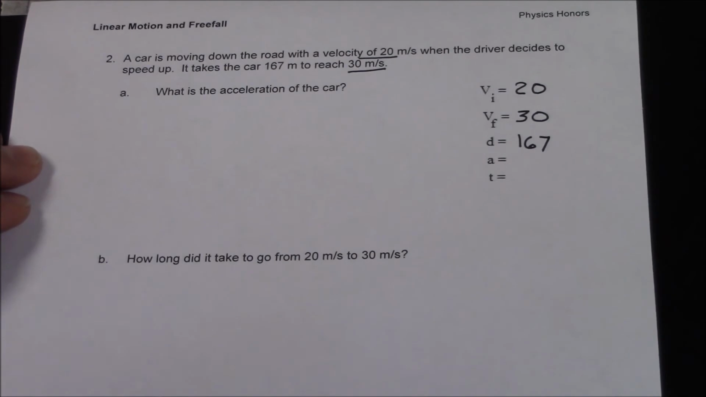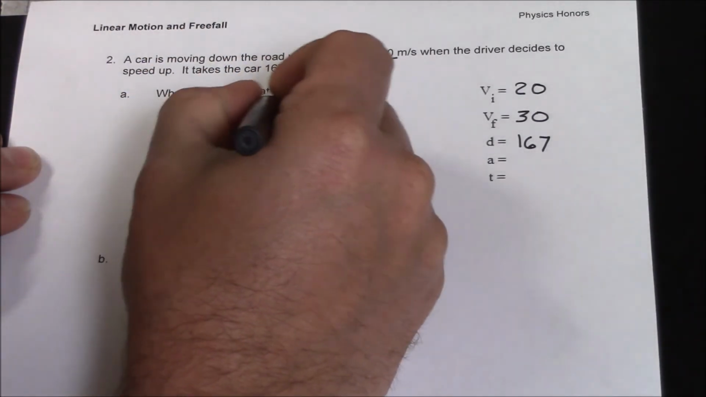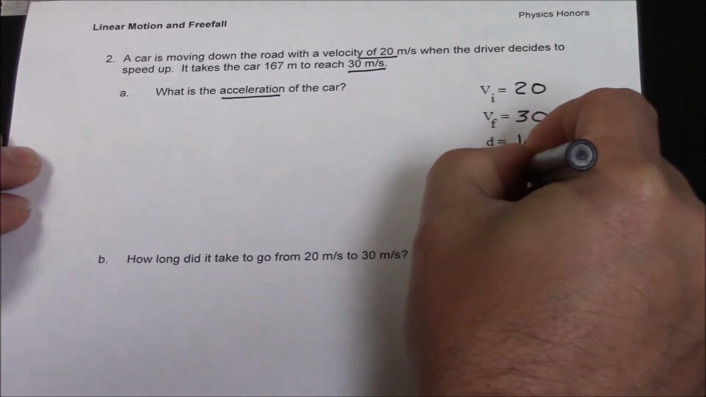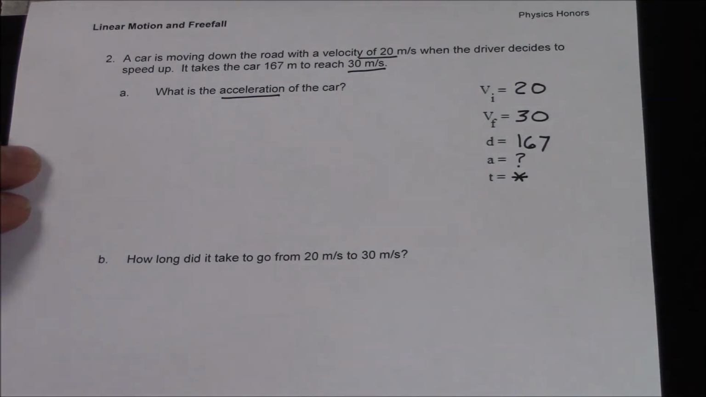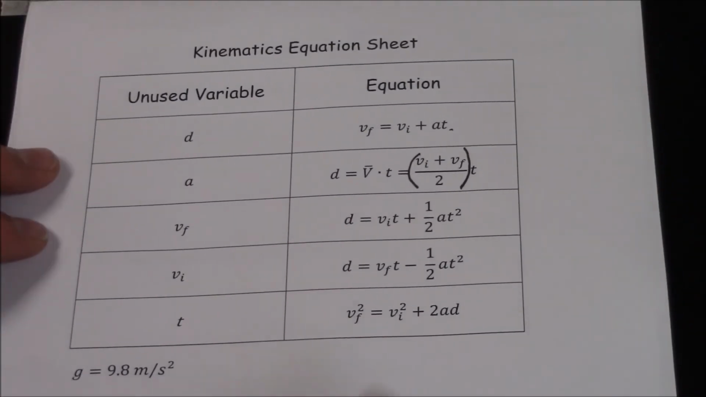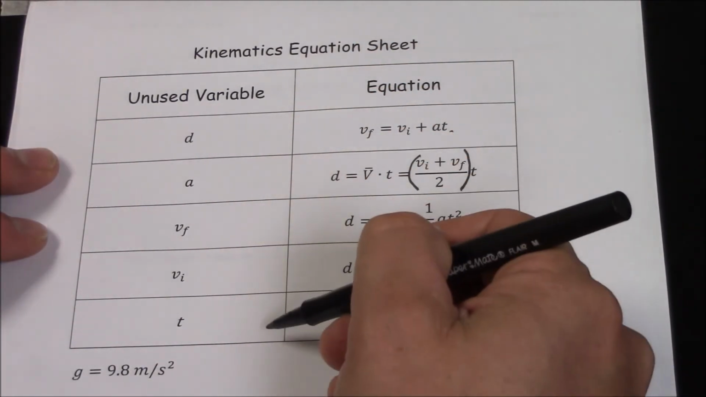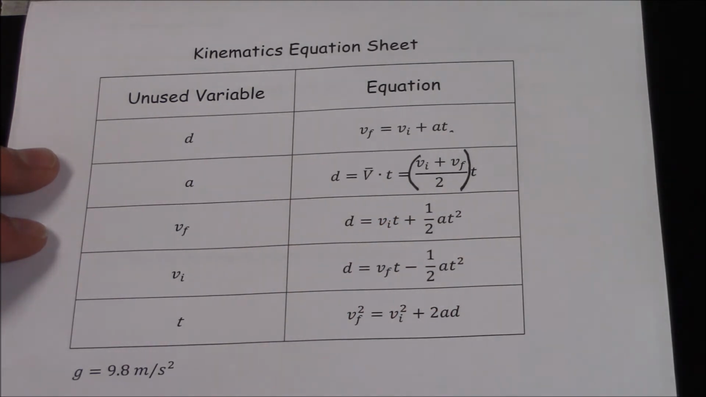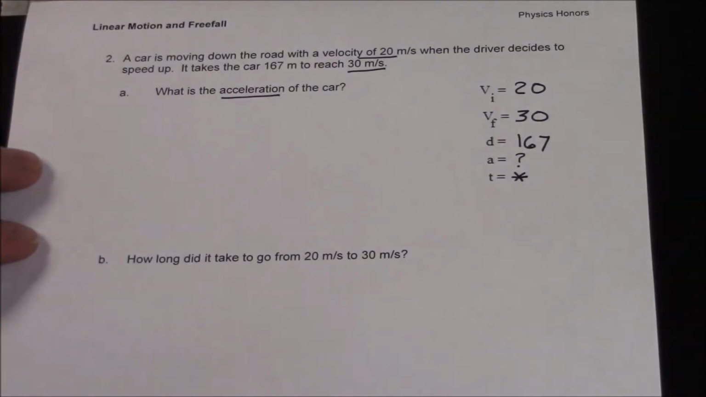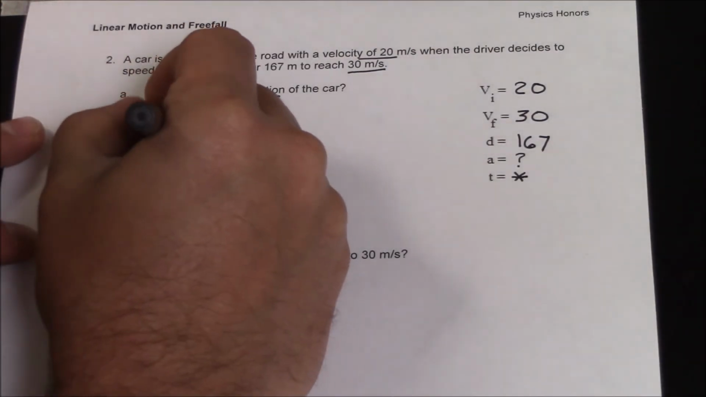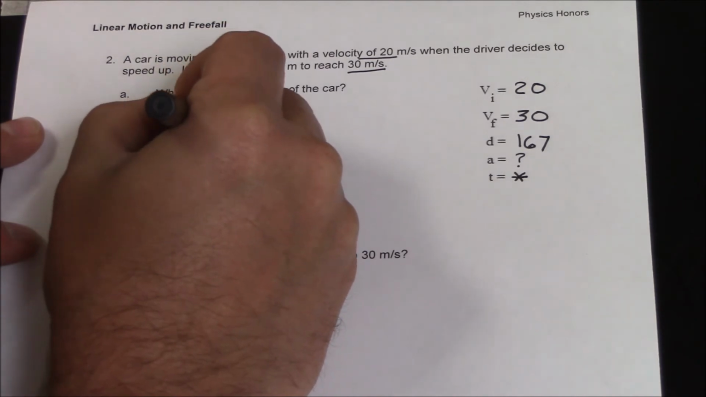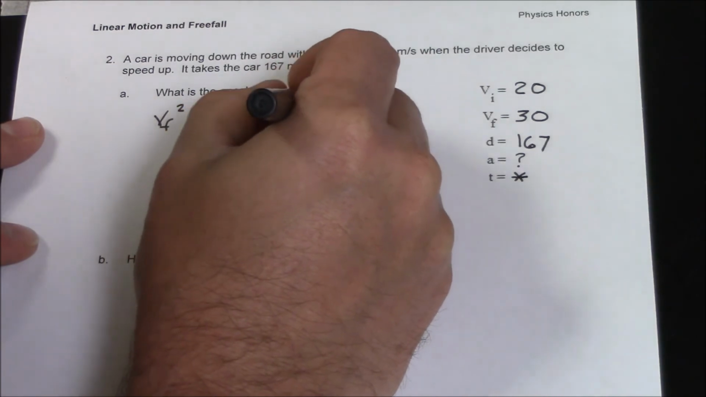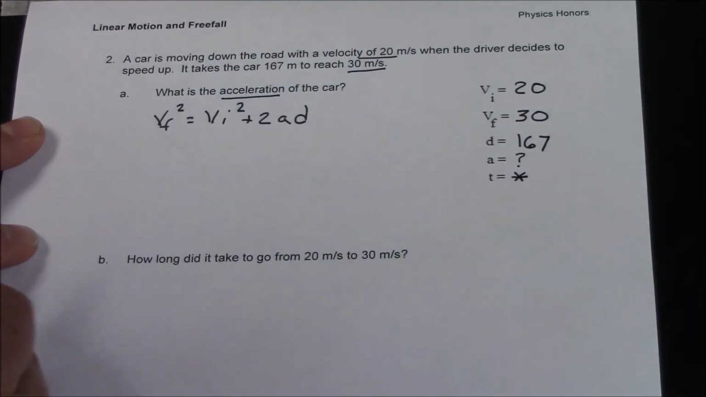Now let's look for a question. What is the acceleration of the car? So acceleration is our question, and time has nothing to do with the problem. So if we go back down our equation sheet, we find time, nothing to do with the problem, that's the unused variable. We use equation number 5. So equation 5, velocity final squared equals velocity initial squared plus 2AD. So let's put in our numbers.